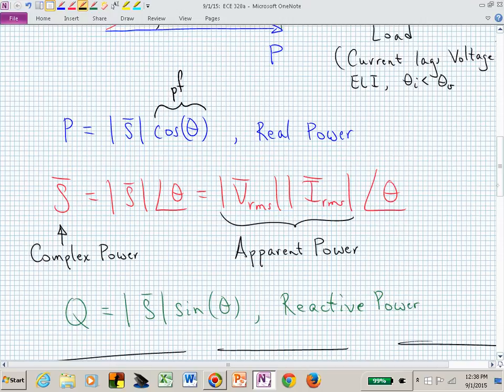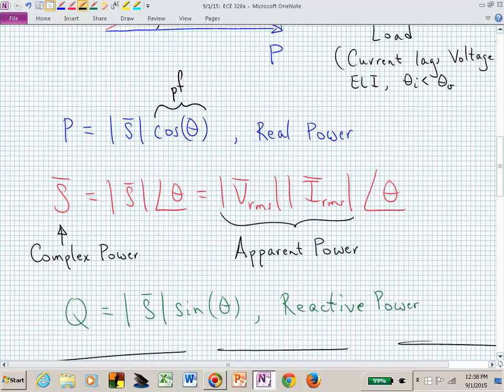Similarly, there's the reactive power with units of volt amperes. That's just the hypotenuse times the sine of that angle. Q can be positive or negative. P, well, you could say you have a negative absorbed, but that's like saying you have a supplied power. We'll get into that in a minute.